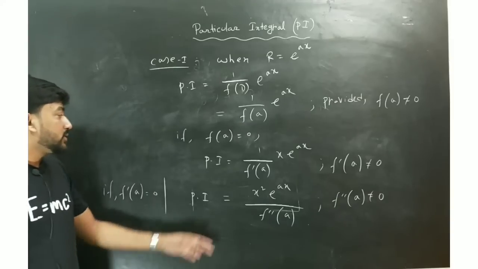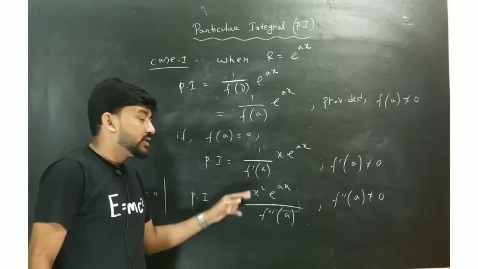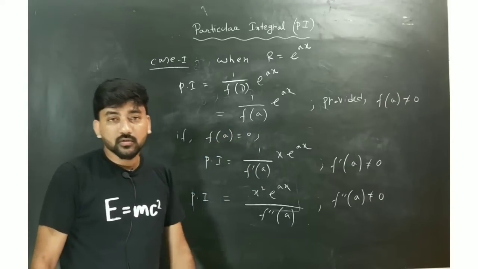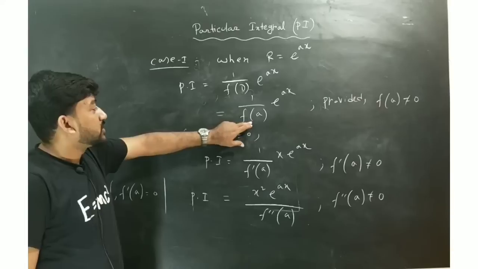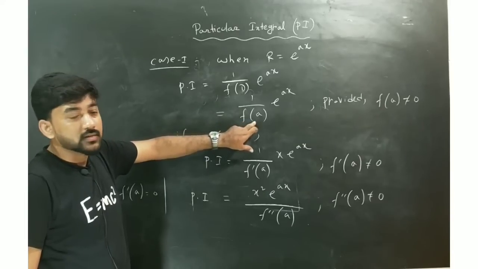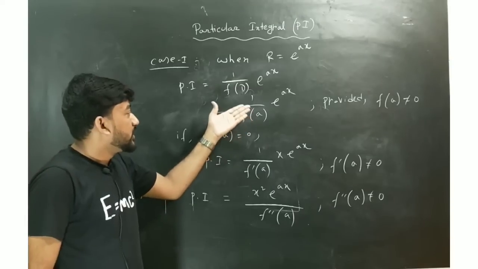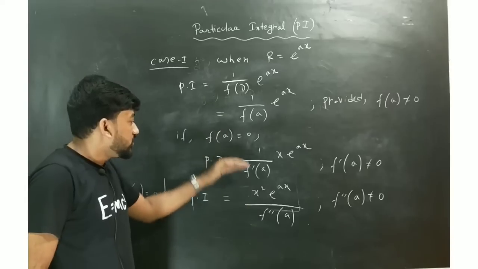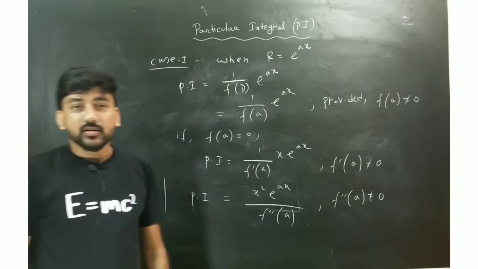So you have to check each and every time whether f of a is 0 or not, f dash a is 0 or not, f double dash a is 0 or not. But when it is non-zero, that will be your solution. If in the first step you get a non-zero f of a, then your solution will end there. But if f of a is equal to 0, then you have to check f dash a. If f dash a is equal to 0, you have to check f double dash a, and so on.